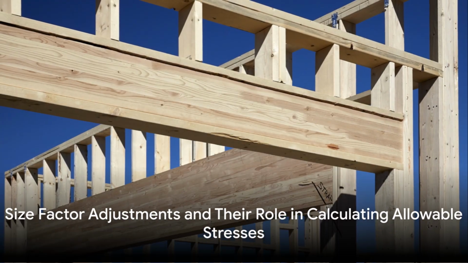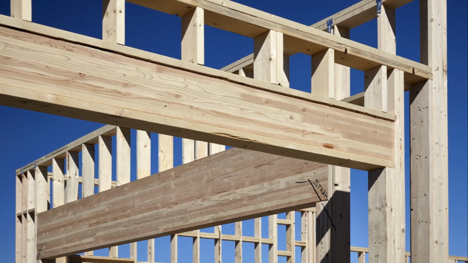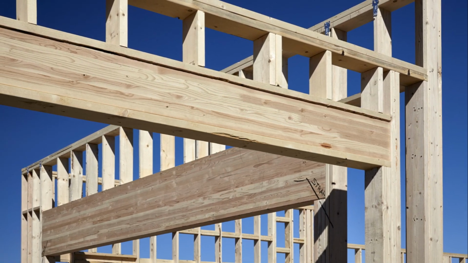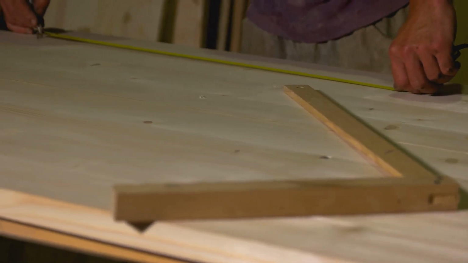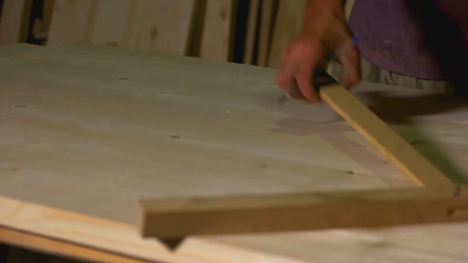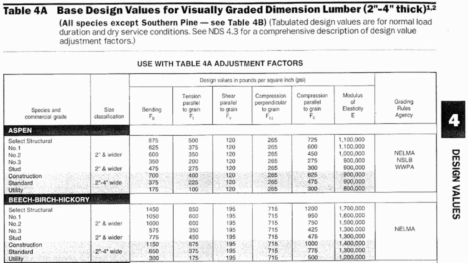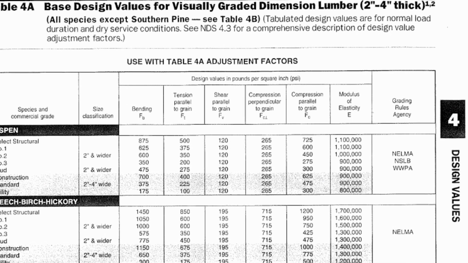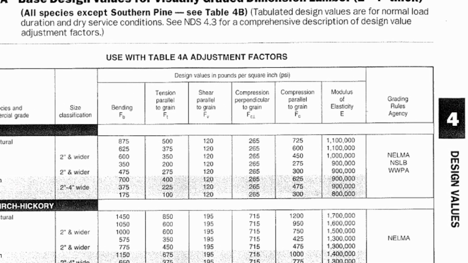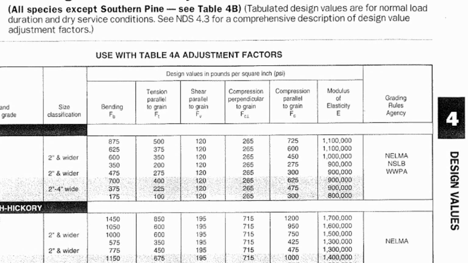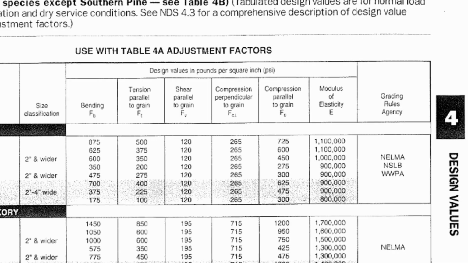Size does matter when it comes to calculating allowable stresses in wood. In the realm of structural design, it's crucial to consider size factor adjustments. These adjustments refer to the bending, tension, and compression parallel to the grain in visually graded dimension lumber. According to the NDS, these adjustments are made for lumber that is 2 to 4 inches thick. These adjustments are made using the size factors found at the beginning of NDS tables 4A, B, C, and E.